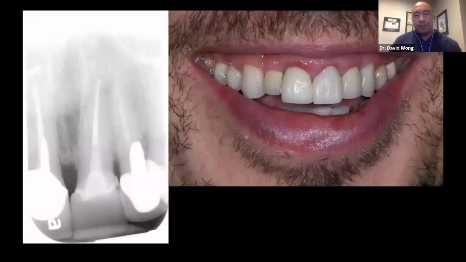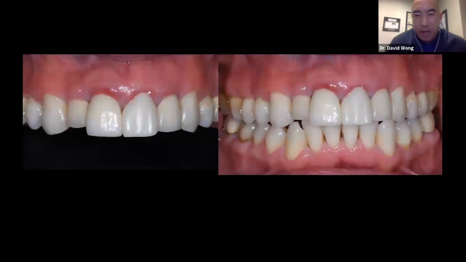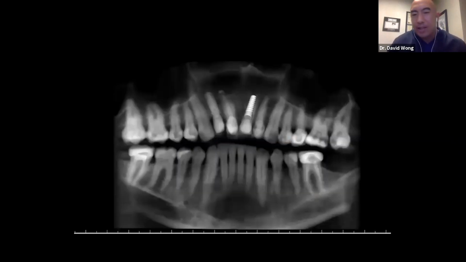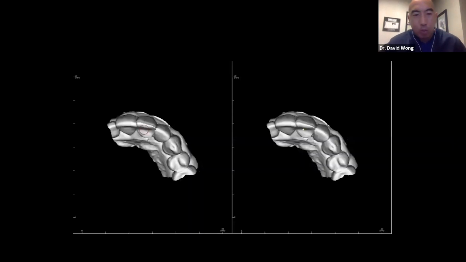Finally, when we talk about immediate implants, this is where technology really helps us out quite a bit. So here we've got tooth number 9. Actually, he has a lot of teeth that need to go, but tooth number 9 is his immediate concern because it's loose. But before we do anything, we always take a CAT scan and we plan everything out really well.